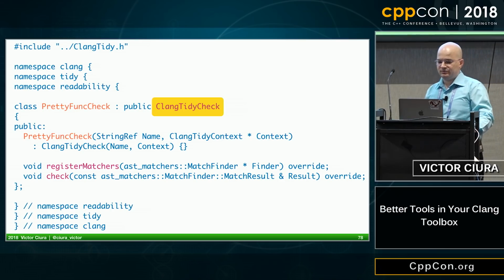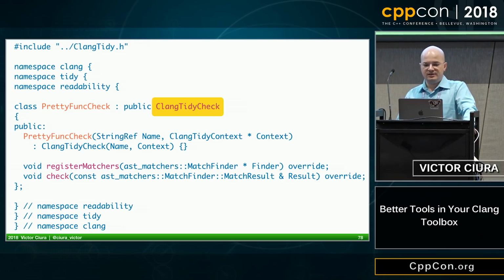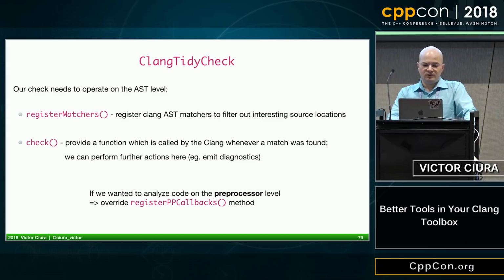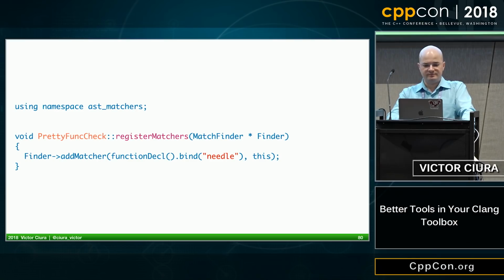You would have to inherit from the Clang-tidy check. And the minimal thing you would have to do if you're trying to do an AST-based analysis is register a matcher, and actually implement the check itself. Those are virtual functions that you would need to override. These are called automatically by tidy, by the framework, and you just need to do your magic there. If you wanted to do any preprocessor analysis, you would have to register a PP callback. But those cases are much more rare.